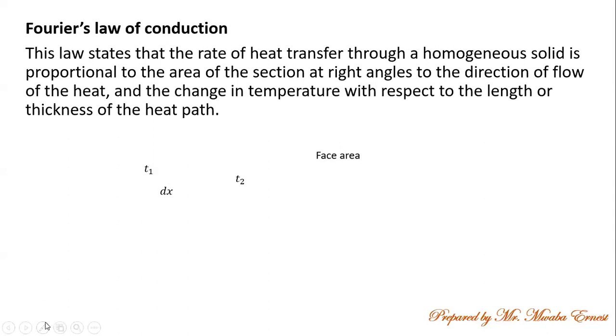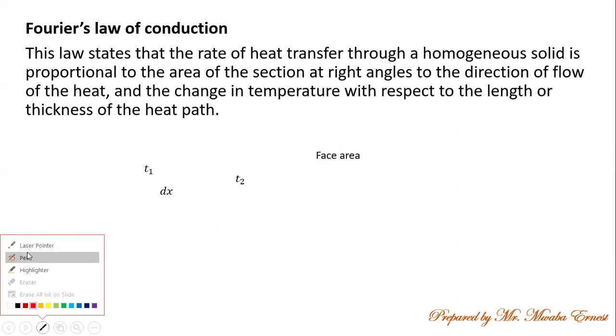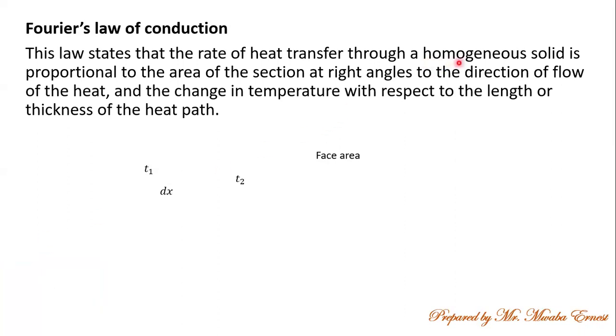Through that homogeneous solid. And remember that here we said conduction is through this solid. So that rate of heat transfer is supposed to be proportional to the area, which we will be calling the face area, which is at right angles to where the heat is going, or to the direction of that heat. And also proportional to the change in temperature with respect to the length, or basically we'll be calling it the thickness of the heat path. The thickness through which the heat has to move.